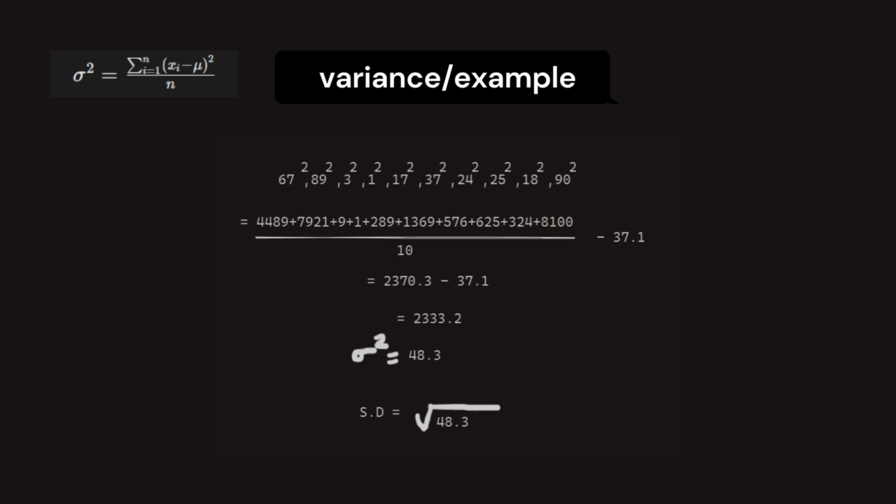And now we all know that the standard deviation is the square root of the variance, so the square root of 48.3 will be your standard deviation. Although the standard deviation has its own formula to calculate, we will talk about it later, but for now I think it's enough.